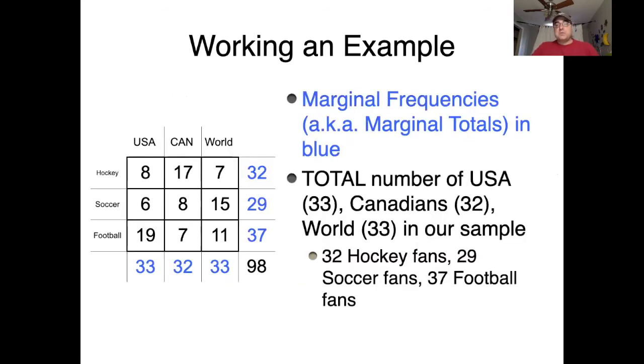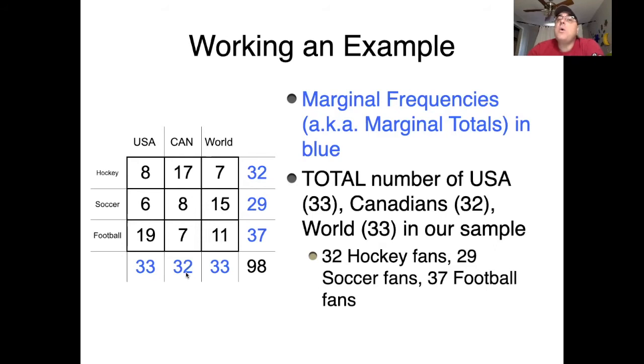These blue numbers over here on the edges are known as the marginal frequencies or marginal totals. They are in the margins. They are on the far right or they are on the bottom. All that is the total of everybody who is in the row here to make 32 or the column here to make 33. That is to say, if 32 is the number in the marginal total to the right of the row that's labeled hockey, that means there were 32 hockey fans in the sample, regardless of origin. And there were also 32 Canadians in the sample, regardless of their favorite sport.